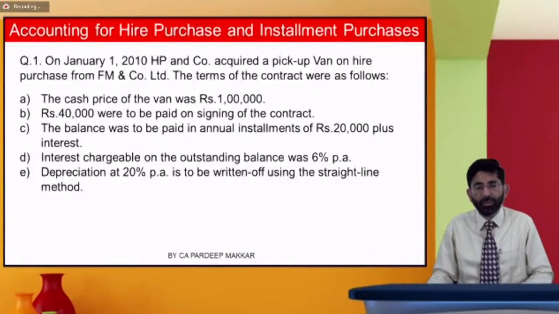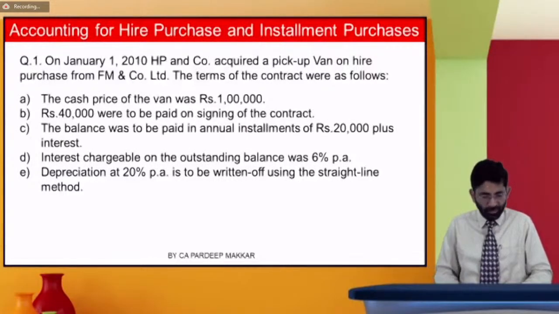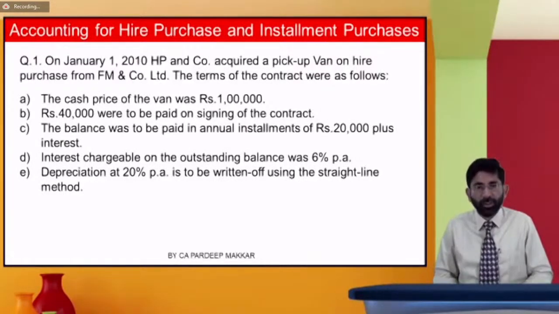Interest is chargeable on the outstanding balance. It is 6% per annum. So let's do it yourself. You have to do it, beta. What you have to calculate? You have to calculate the installment of HP price of installment.